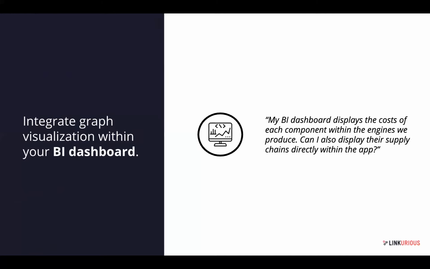Let's say that we are working in the purchasing department of a company building engines. We have a BI dashboard giving us information about the cost of each component of the engine we produce. Okay, but what if we could leverage Linkurious Enterprise and actually display as well the supply chain of these components? That's one example of what you can achieve with Linkurious Enterprise API.